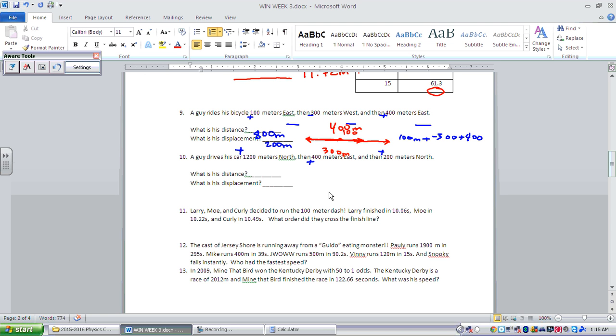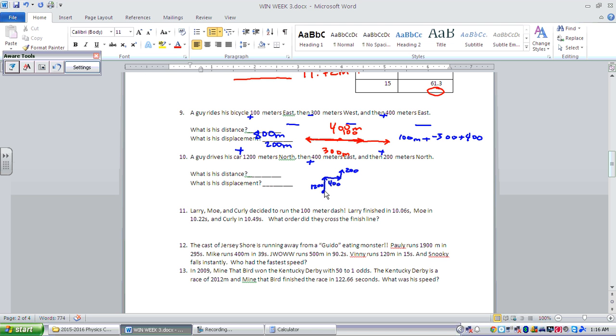And if we were to graph this to see what it looked like, you'd have someone who went up 1,200 meters. And then after they went up north 1,200, they went to the right 400. And then from there, they went another 200 north.